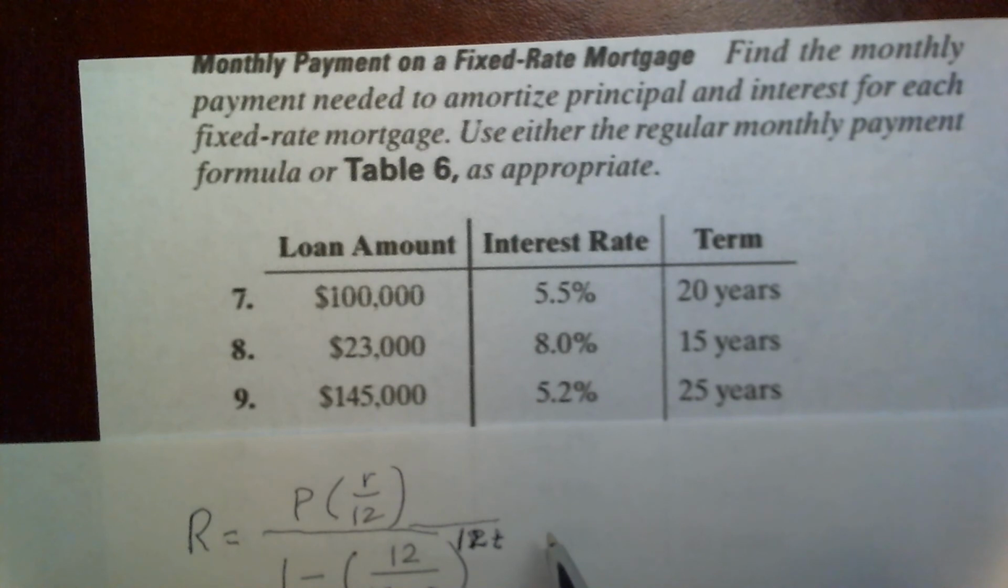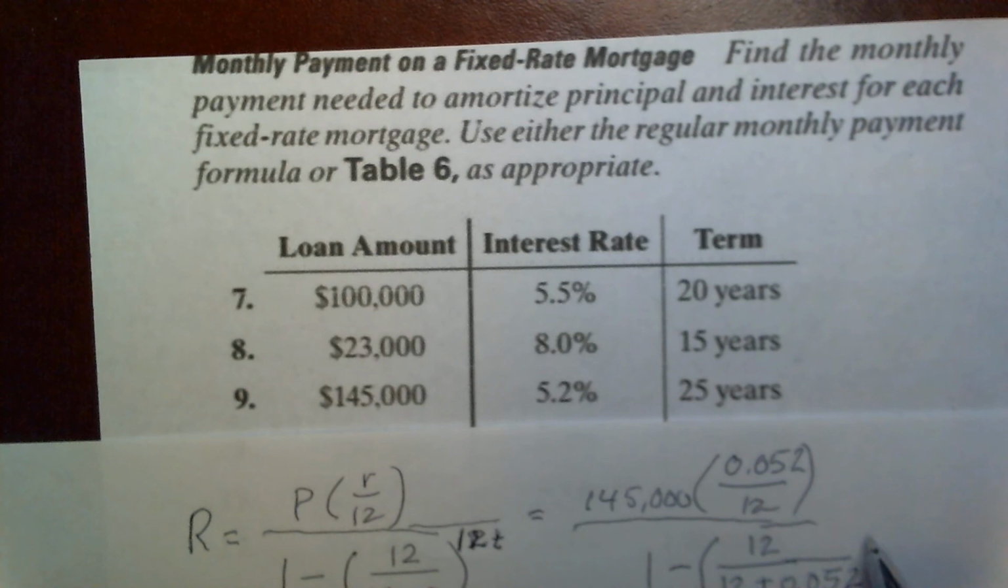Now for exercise number 9, we cannot use Table 6 because Table 6 is only in steps of 0.5%, and here we have 5.2% for R. So we need to use the regular payment formula that we looked at a moment ago. In this case, P of course is equal to 145,000, and the interest rate is 5.2%, so 0.052 divided by 12, divided by 1 minus 12 divided by 12 plus 0.052, and this expression in parentheses is then raised to the 12 times 25 because the term is 25 years.